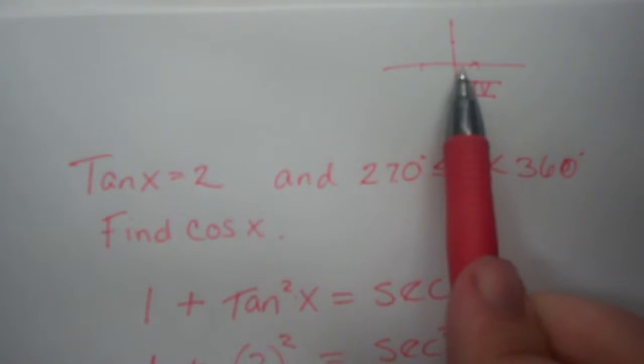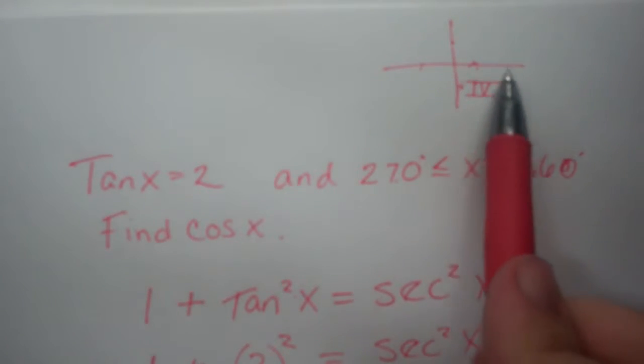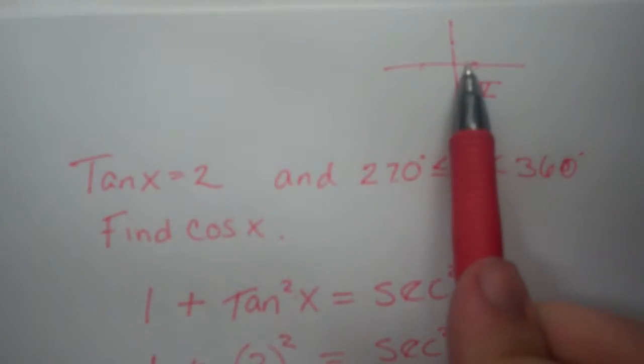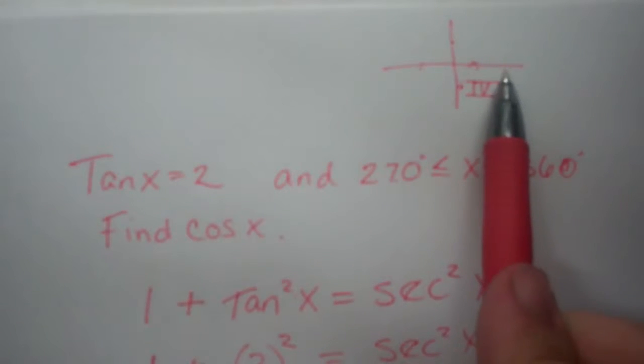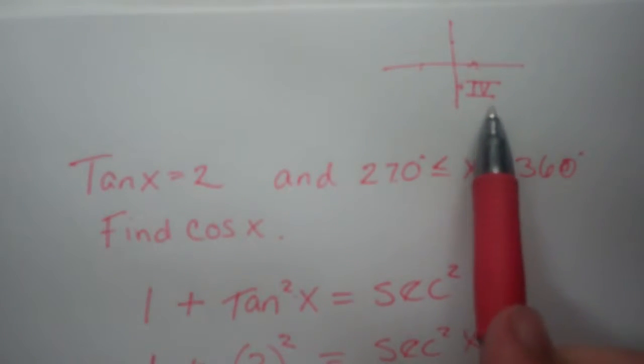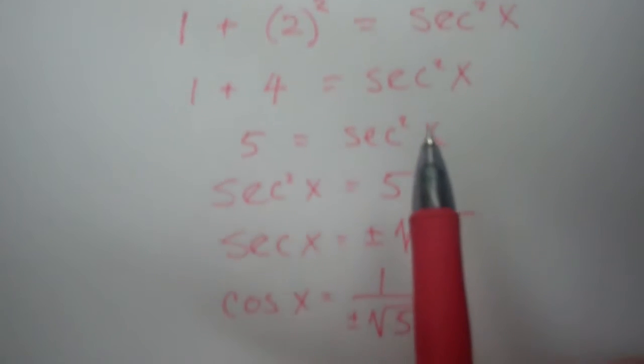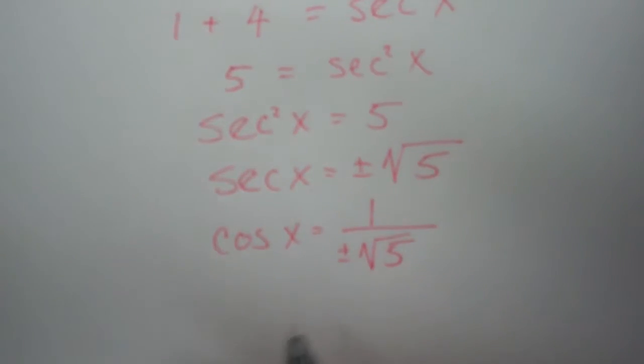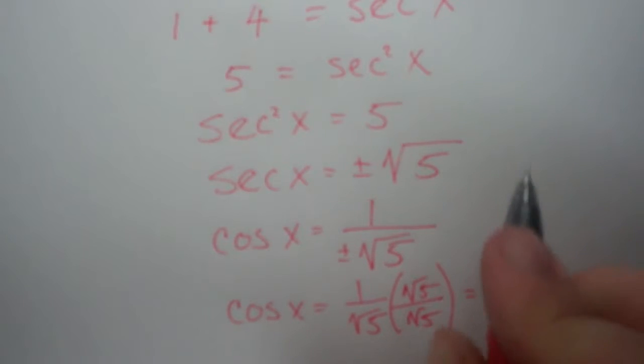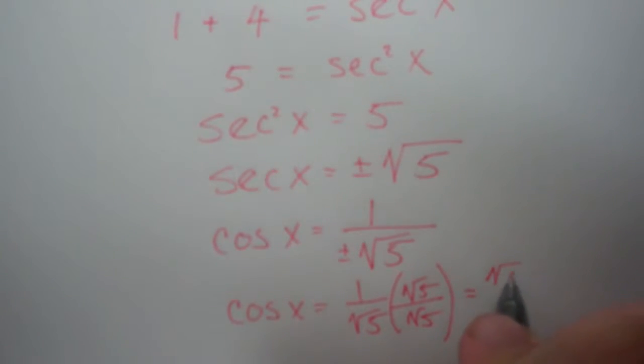What is the sign of all of the x values in the fourth quadrant? When I'm over here, all of the x values are positive. Cosine depends upon the x. And so the cosine has to be positive, which means that the cosine of x must be 1 over radical 5. We don't like to leave radicals in the denominator, so I'm going to rationalize the denominator by multiplying by radical 5 over radical 5, which gives us radical 5 over 5.